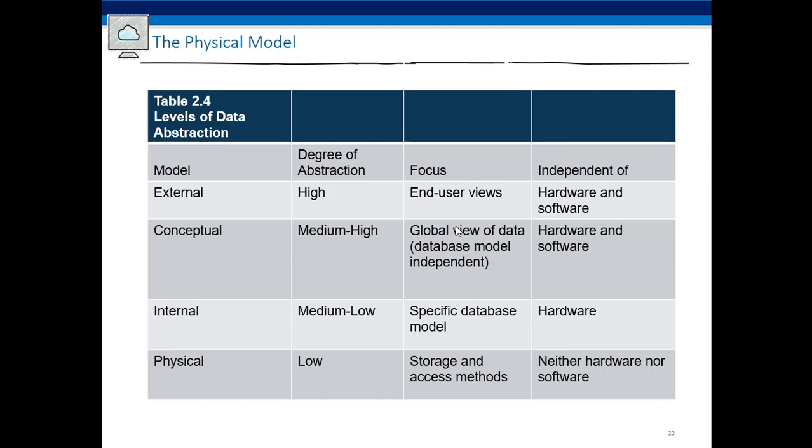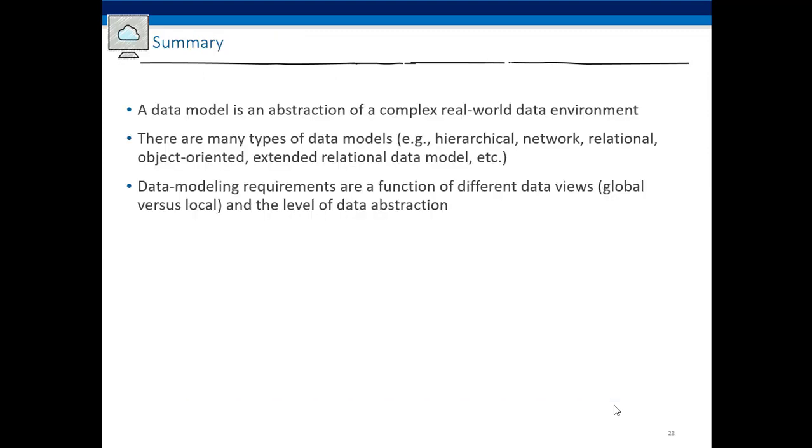Here's a table from the textbook showing our different types of model and the degree of abstraction and what that model is focused for, okay, and whether or not it's dependent on any specific software or hardware. In summary, a data model is an abstraction of a real world work environment. And there are many types of data models. And data modeling requirements are a function of different data views that we're going to then develop for and merge together until we finally have that entire global view.